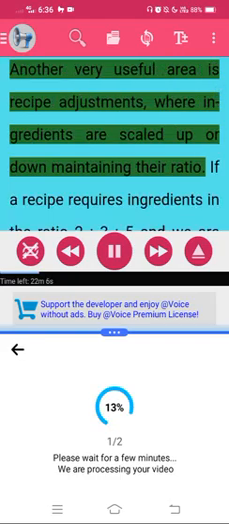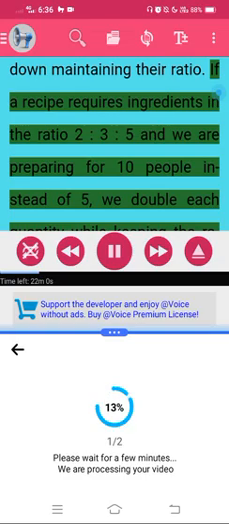Another very useful area is recipe adjustments, where ingredients are scaled up or down maintaining the ratio. If a recipe requires ingredients in the ratio 2:3:5 and we are preparing for 10 people instead of 5, we double each quantity while keeping the ratio unchanged.